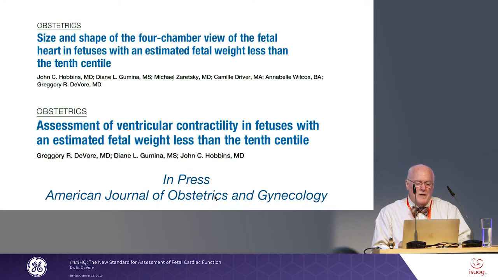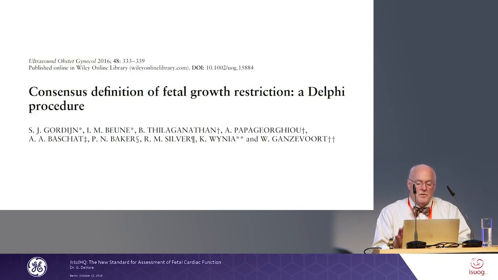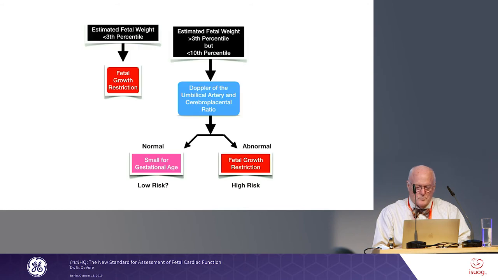So what did we do? John's interest was, from the measurements that we made, can I do a simple screening test? And, oh, by the way, before I get to that, in our classification scheme, we used what's called the Delphi procedure. Let me just review that quickly, as that's important for our understanding. Their definition of growth restriction is two types. One is an estimated fetal weight below the 3rd percentile, irrespective of the Doppler findings.